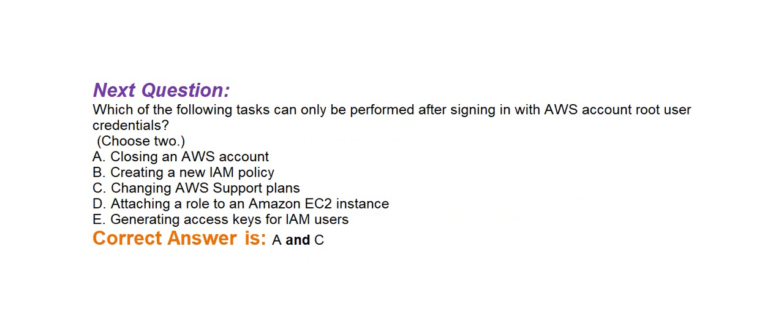Next question is, which of the following tasks can only be performed after signing in with AWS account root user credentials? Choose two options. Option A, closing an AWS account. Option B, creating a new IAM policy. Option C, changing AWS support plans. Option D, attaching a role to an Amazon EC2 instance. Option E, generating access keys for IAM users. Correct answer is option A and option C, closing an AWS account and changing AWS support plans.